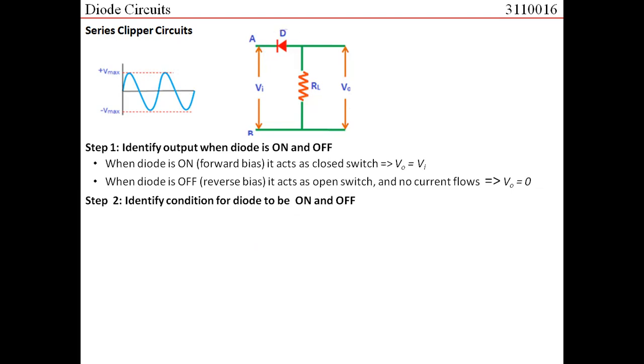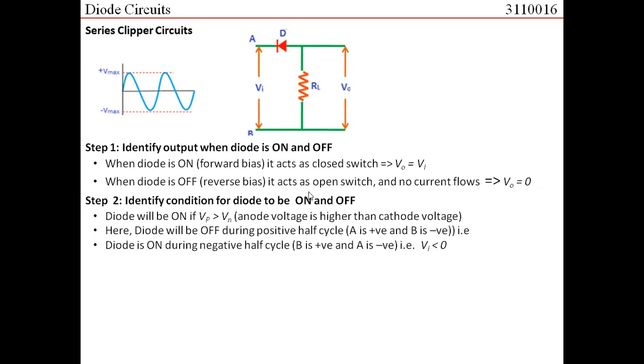Now, what do I mean by a diode being on? It means that it needs to be forward biased. And what do we need for the diode to be forward biased? We need that the voltage at its anode, that is the P terminal, should be more than the voltage at the cathode, which is the N terminal. That is, your Vp, the anode voltage, should be greater than your cathode voltage. In that case, the diode would be on.